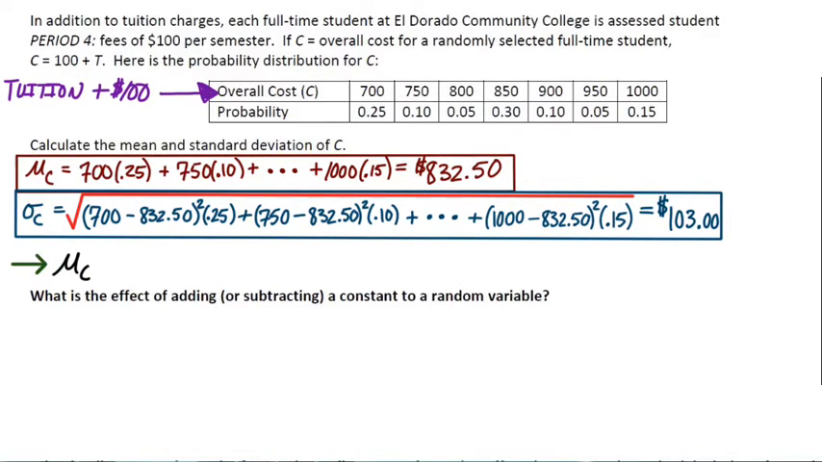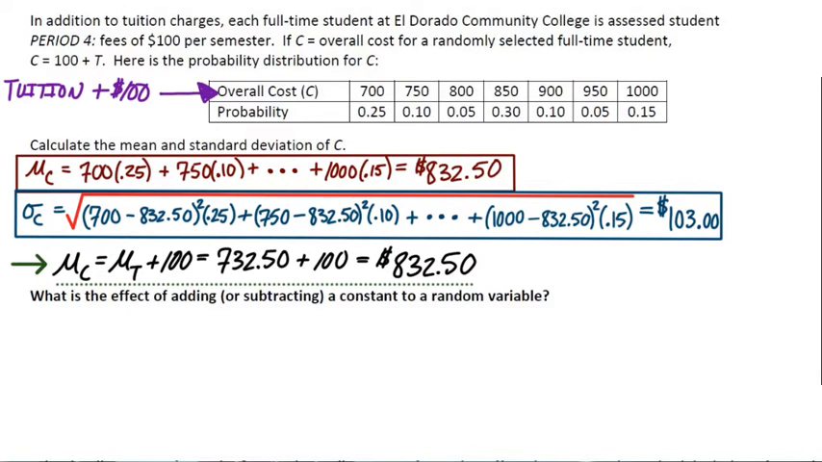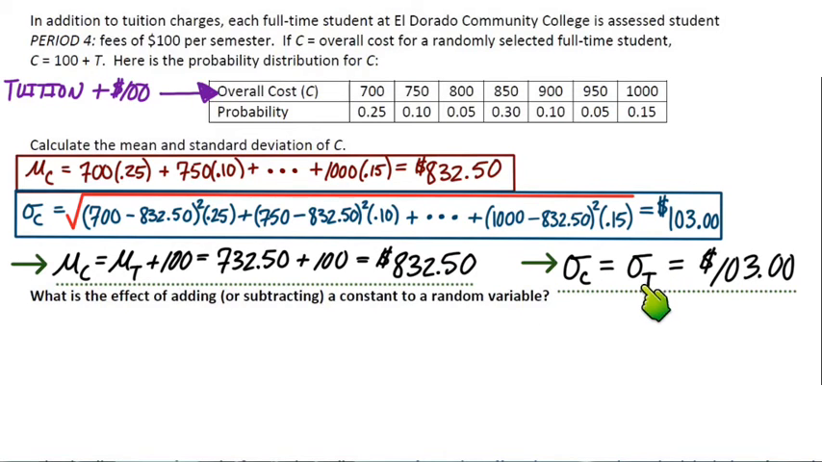So we can say for the mean, we added $100 to each kid, so the mean of t plus 100 gives us our new mean of 832.50. And then as far as the standard deviation goes, it's the same exact standard deviation that we got for the last problem, which was for t, the tuition. So adding $100 to each kid didn't change the spread. The spread of the distribution would still be $103 for the standard deviation.